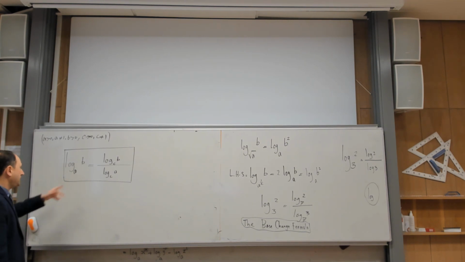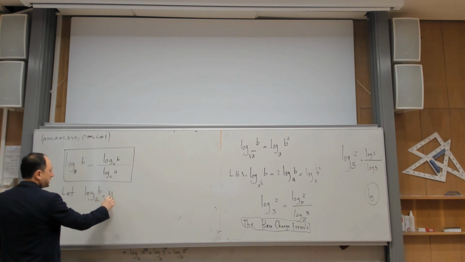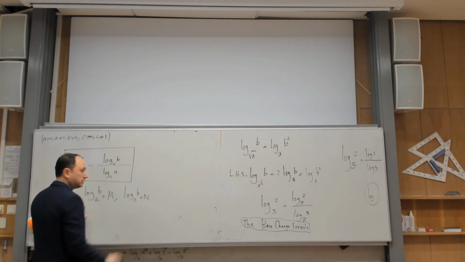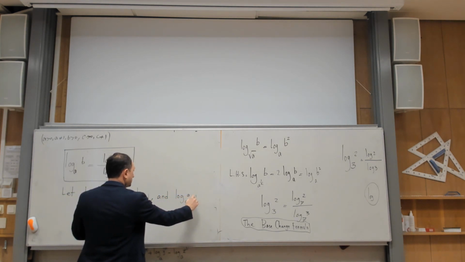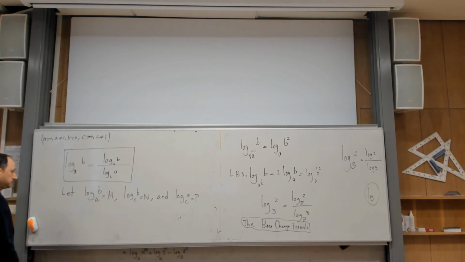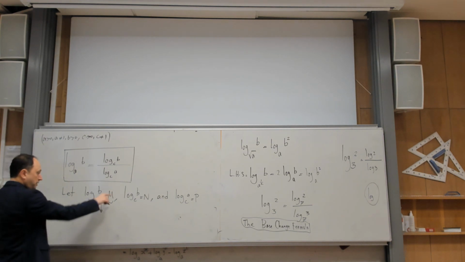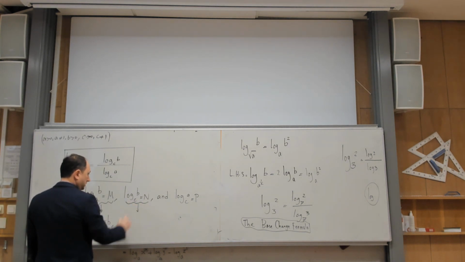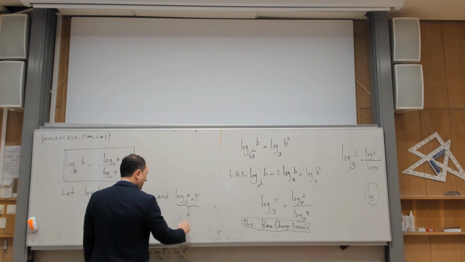So what we say is, let log of b in base a, let me call it m, let log of b in base c, I call it n, and log of a in base c, let me call it p. Okay, so let me make it simpler. So what can I conclude from here? A to the power m is b. What can I conclude from here? C to the power n is b. What can I conclude from here? C to the power p is a.